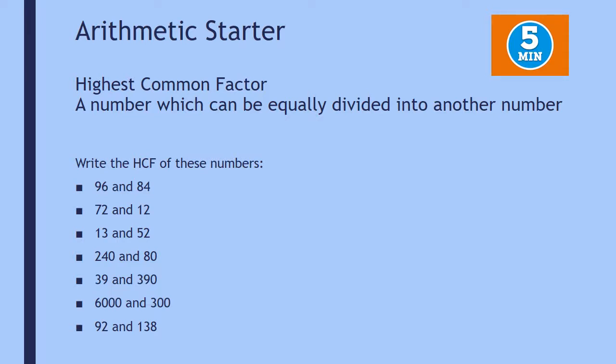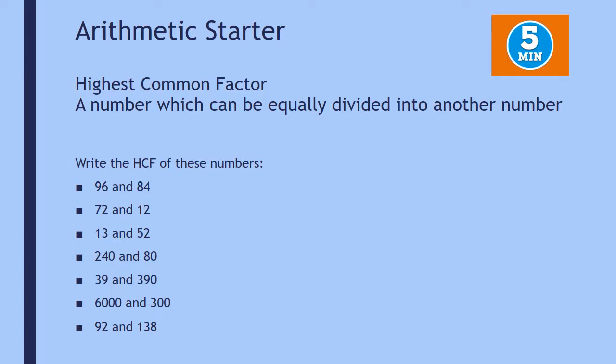1 and 12 are also factors of 12, because I could just keep it as one whole group with 12 in them, or I could have 12 groups with 1 in each of those groups. So 1 you'll find is a factor of every number, and the number itself is a factor of itself. So with that in mind, how can we use that to help us find the highest common factor?